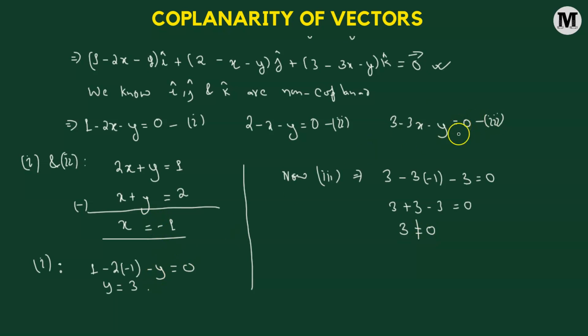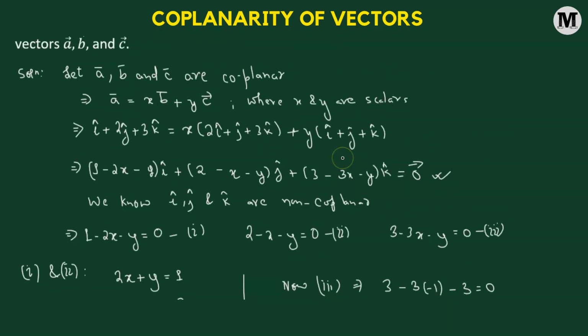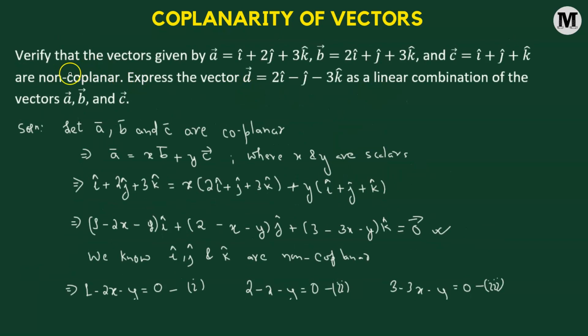Now that is happening because the vectors A vector, B vector and C vector, these three vectors are non-coplanar. If they were coplanar, then the values of x and y would have satisfied the third equation. Since they're not satisfying it, we can say that A vector, B vector and C vector are non-coplanar vectors. So we have successfully verified the first part of the problem. The vectors A, B and C are three non-coplanar vectors.